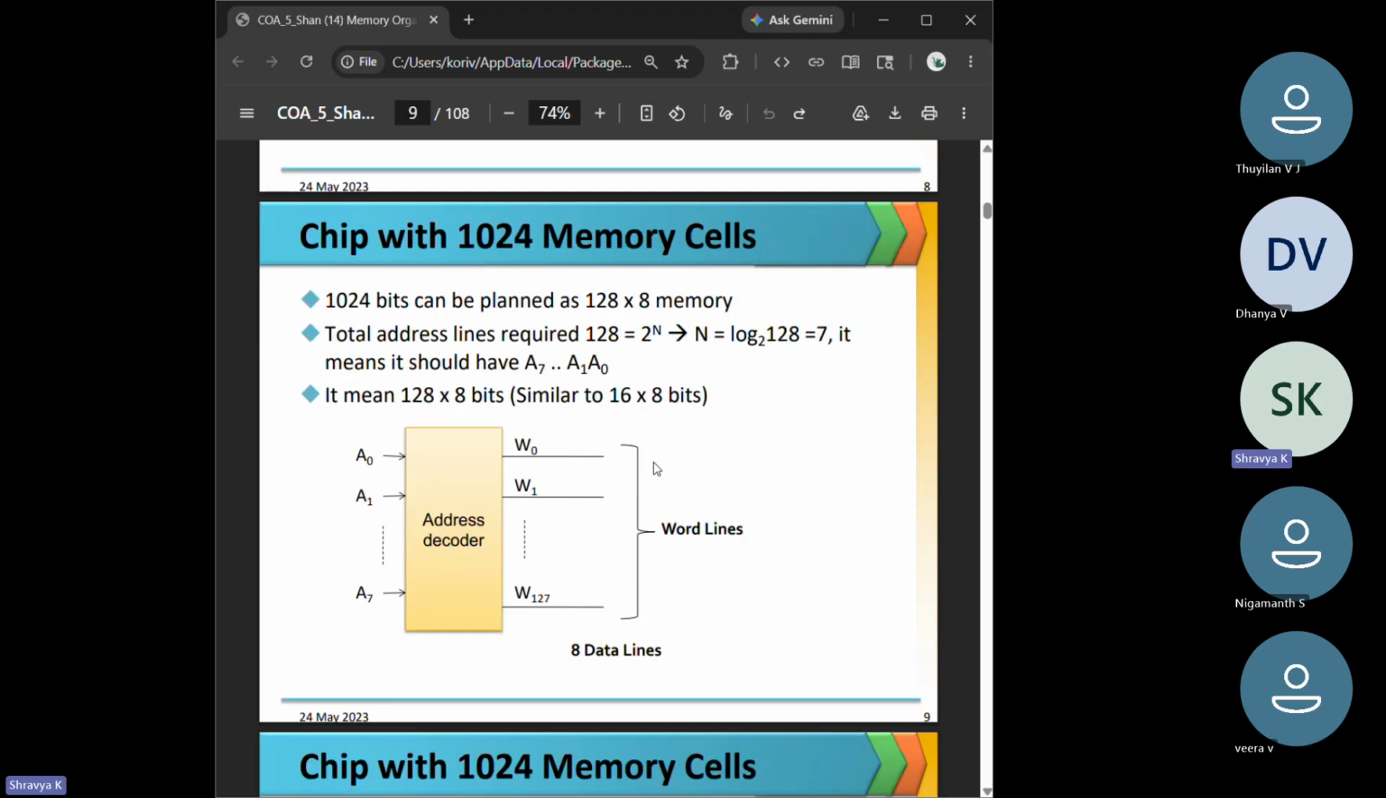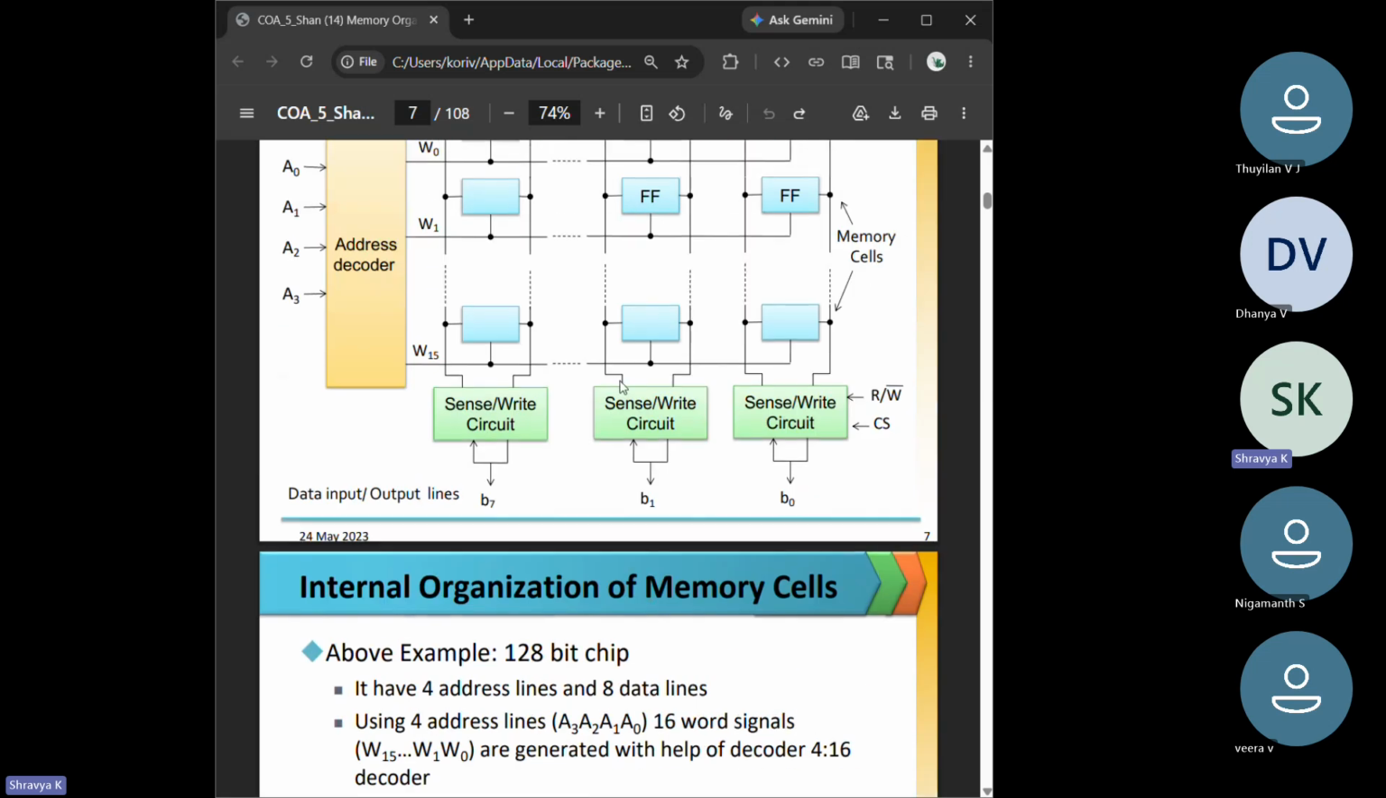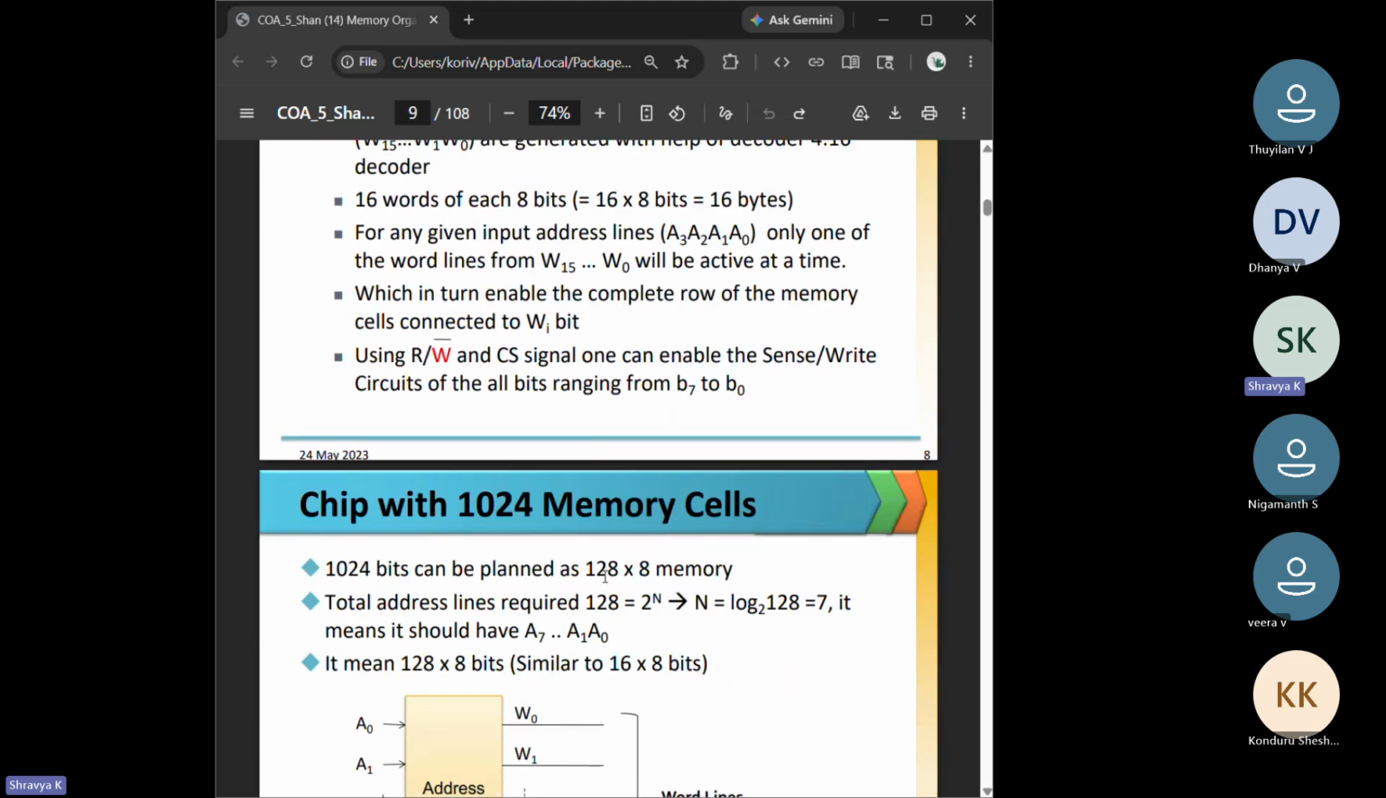So moving on to chips: if you have a chip with 1024 bits, it can be planned as a 128 into 8 memory. What this simply means is you'll have 128 rows and 8 columns in this circuit, right? So 128 words and 8 columns. That is, each word will have a size of 8.